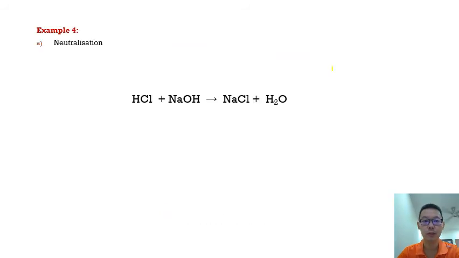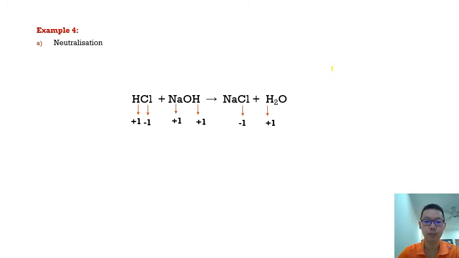Now let's study the neutralization reaction. We try to find out the oxidation number of every element in this chemical equation. The oxidation number of hydrogen element before the experiment is positive 1. After the reaction completed, the oxidation number of hydrogen is still positive 1. The oxidation number of chlorine elements negative 1. At the end of the experiment, negative 1.